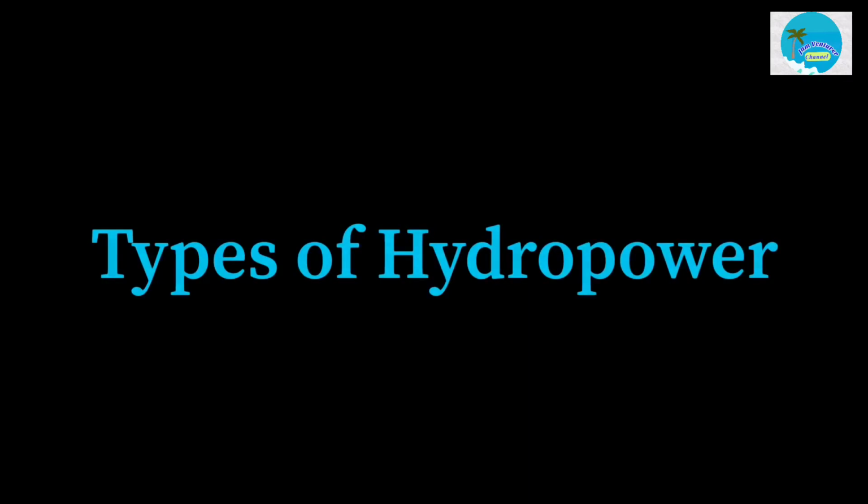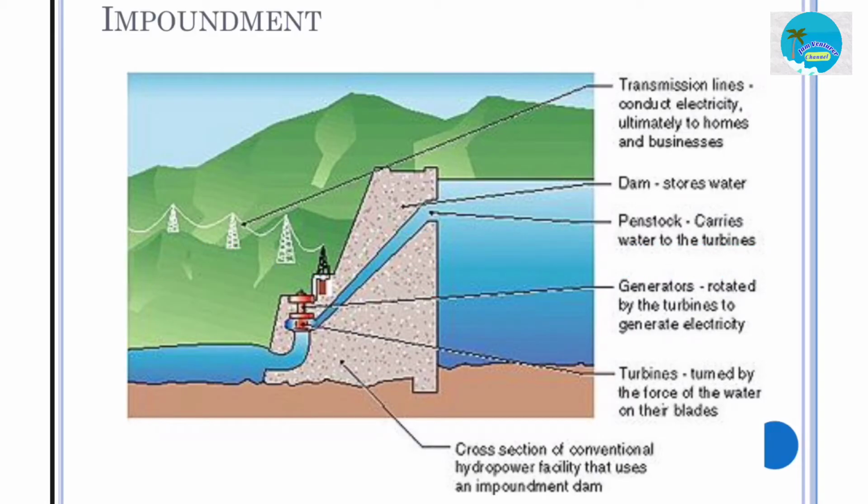Types of hydropower. Impoundment. The most common type of hydroelectric power plant is an impoundment facility. An impoundment facility, typically a large hydropower system, uses a dam to store river water in a reservoir. Water released from the reservoir flows through a turbine, spinning it, which in turn activates a generator to produce electricity. The water may be released either to meet changing electricity needs or to maintain a constant reservoir level.